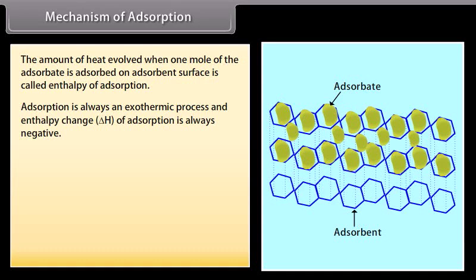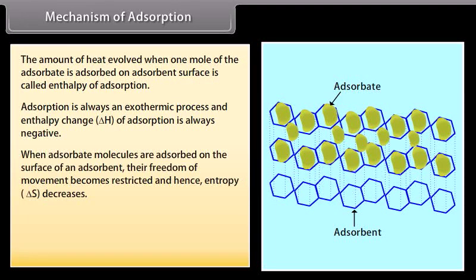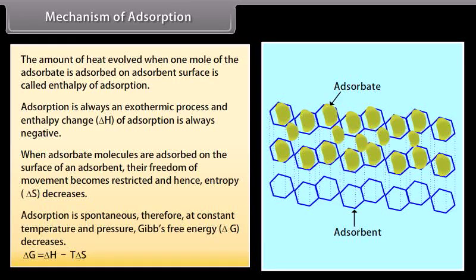Adsorption is always an exothermic process, and the enthalpy change of adsorption is always negative. When adsorbate molecules are adsorbed on the surface of an adsorbent, their freedom of movement becomes restricted and hence entropy decreases. Adsorption is spontaneous. Therefore, at constant temperature and pressure, Gibbs free energy decreases. Delta G is equal to delta H minus T delta S.